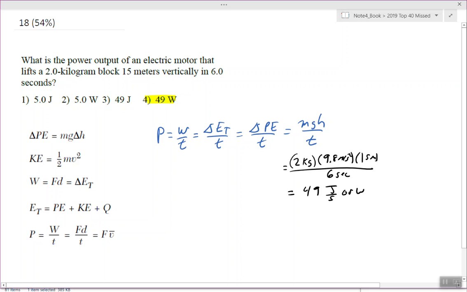By the way, a joule per second is the same thing as a watt. So power is the rate that work is done, and the unit for power is a joule per second or a watt. You could also have done force times distance over time, where the force is the weight, which is mg.